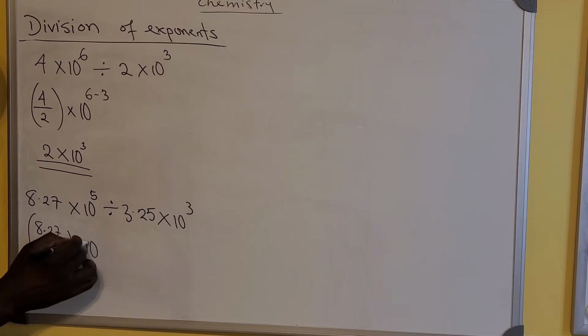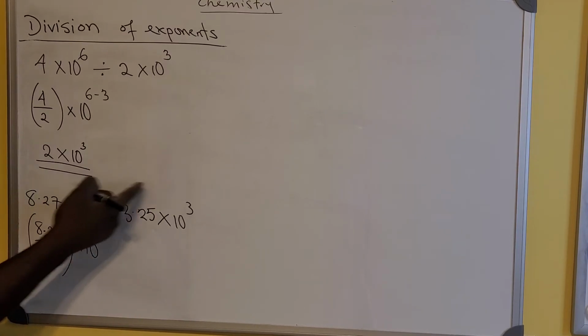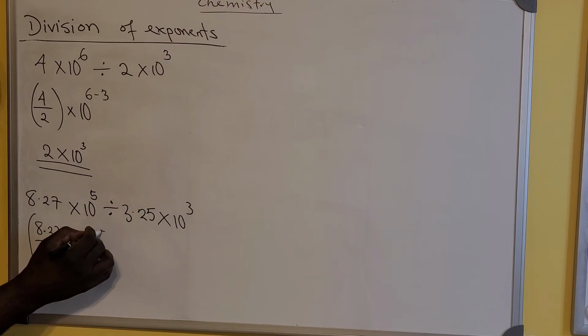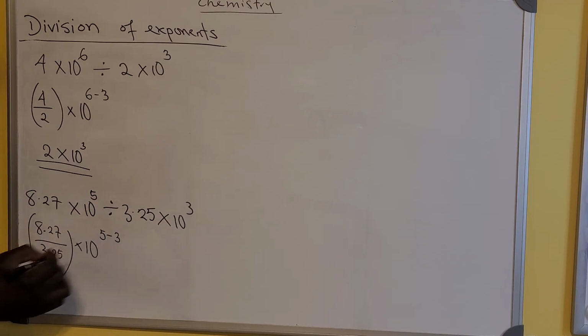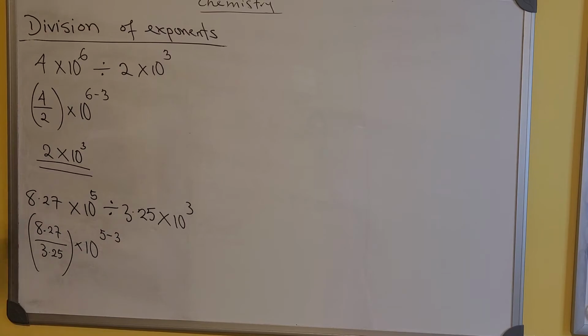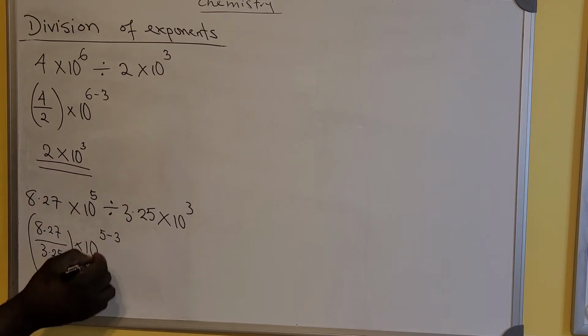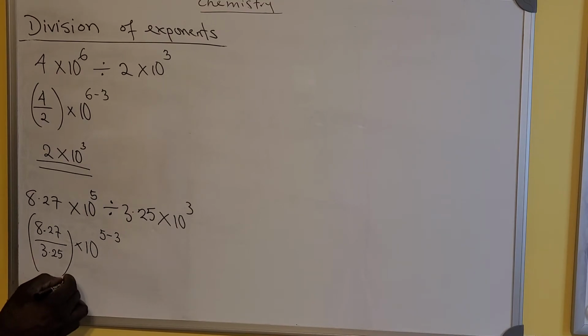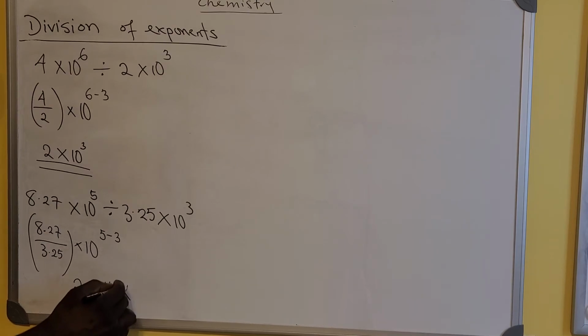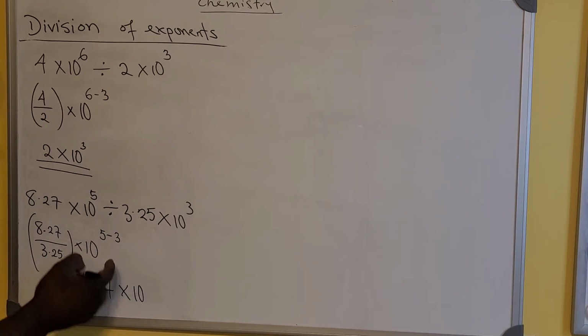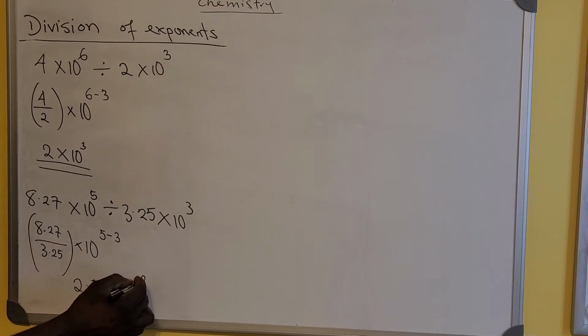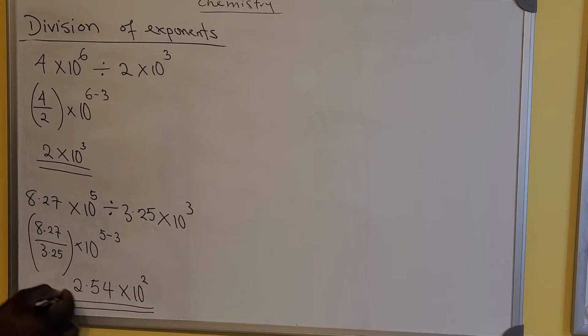Times 10. Then because we have division, we're going to have to subtract. So that's 5 minus 3. Okay? That's what you have to subtract. And when you do that math, you're going to have 2.54 times 10 to the power 2, since 5 minus 3 is 2. So that is how you solve division.